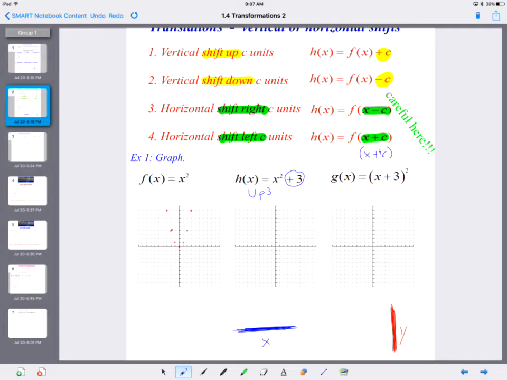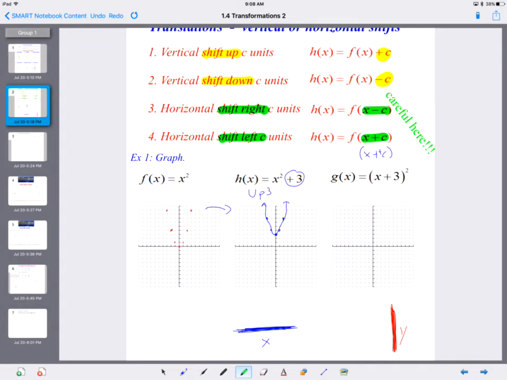So you're going to take your parent function from here and shift it up 3 units. So all of those points get shifted up 3 units. And then I'm only going to get 5 of the points because the other ones got shifted off the graph. So here is my quadratic. Didn't realize how hard it is to graph on here. But there's my quadratic being shifted up 3 units.